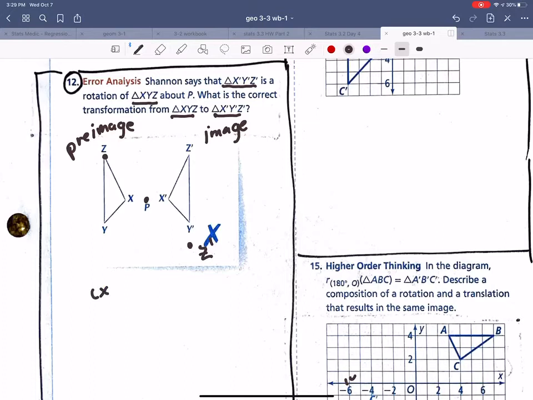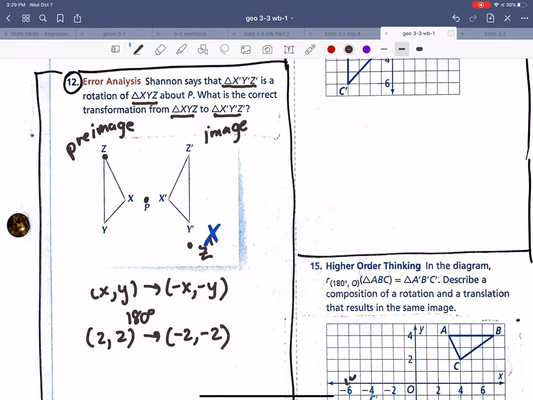Because remember, our rotation rule for 180 degrees would be the X and the Y are the same, they're just negative. So if this was 2, 2, now I'm at negative 2, negative 2. So now if I look at this as maybe the coordinate negative 1, 0, it would be the same spot as positive 1, 0, right? It just made these positives. So maybe that's why Shannon got confused. That would be the same coordinate for a rotation of 180 degrees.